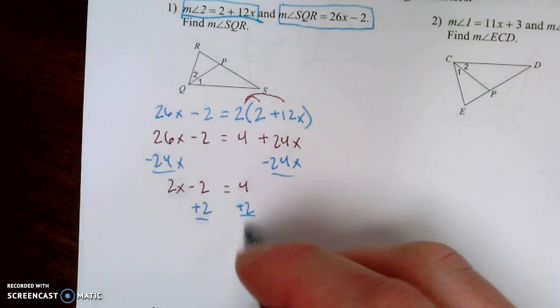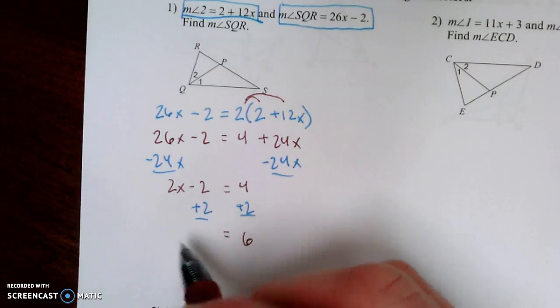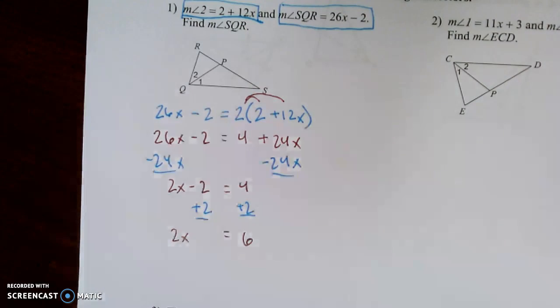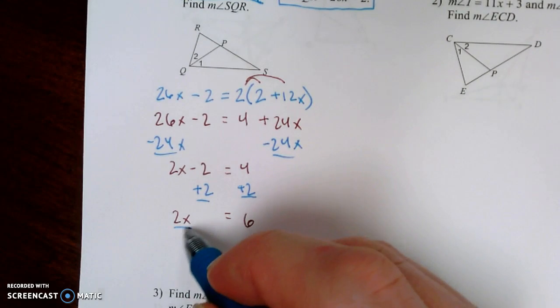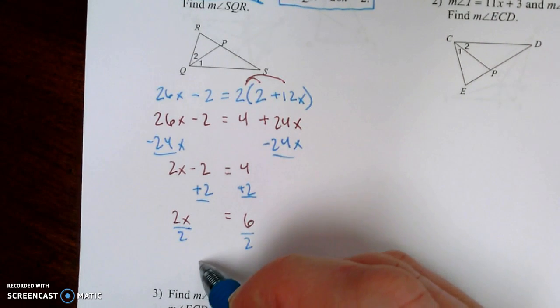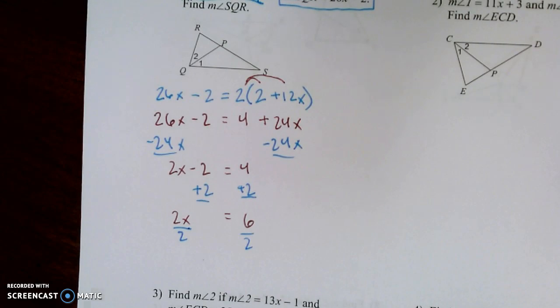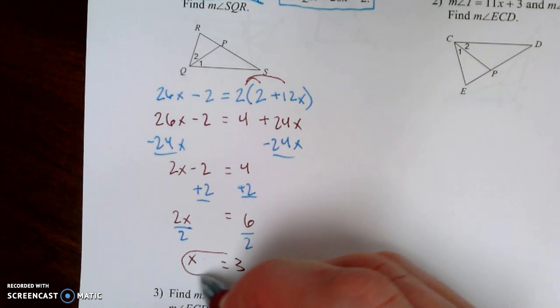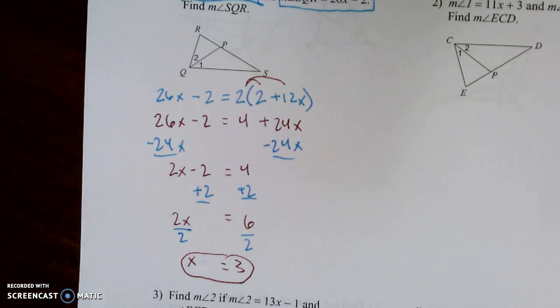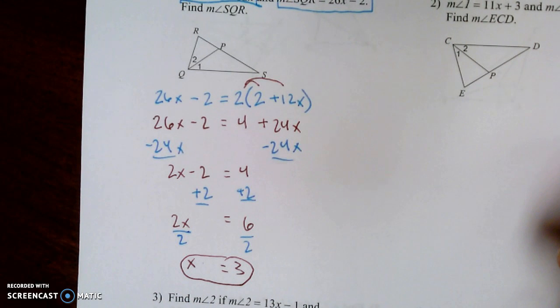And then we're going to get 4 plus 2 is 6. We have our 2x over here. And our last step is to isolate the variable itself by dividing by 2. And that leaves us with x equals 3. Now we know what x is, but we have to go back into our expression for angle SQR and substitute that value for x in order to find out what the measure of the angle is.